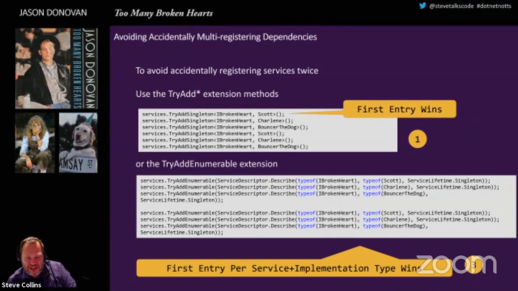The alternative way is to use the try-add enumerable extension. What this does is instead of just looking at the service type, it looks at the implementation type or the implementation function that's registered as well. So taking the same example over again, I've registered the 3 broken hearts and then I've registered them over again. This time, because I've used try-add enumerable, the first 3 will stick as opposed to the first 1, and the last 3 get ignored because it's comparing both the service type and the implementation type as well.